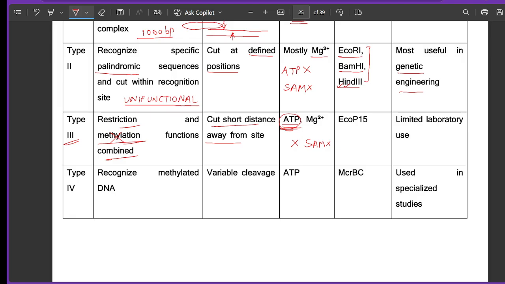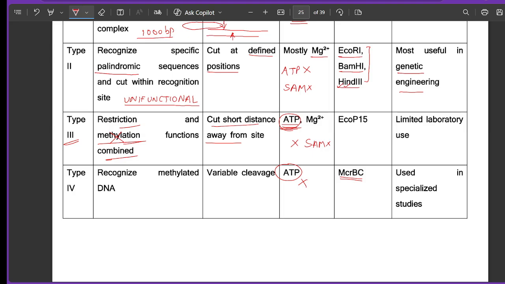The next is the type 4 restriction enzyme. The main function is not the cutting one, but it recognizes any methylated DNA. And it can do cleavage, but the cleavage is very variable. It does not require SAM. It does not require magnesium, but it requires ATP. And here also our criteria are not fulfilled. The example is McrBC, which is one of the type 4 restriction endonucleases.